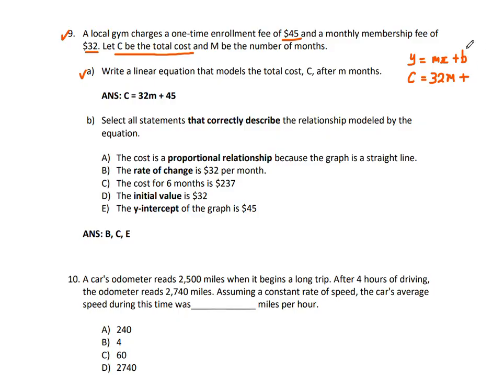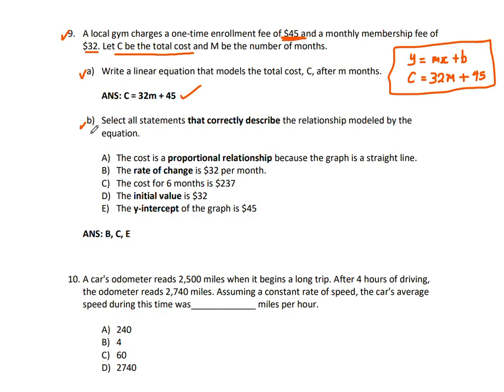B represents the constant value, and in this scenario, the constant value would be the one-time charge. It says that there's a one-time enrollment fee of $45, so that's what B would be, while 32 represents the rate of change, which goes with M. And so this is our equation: C equals 32M plus 45.